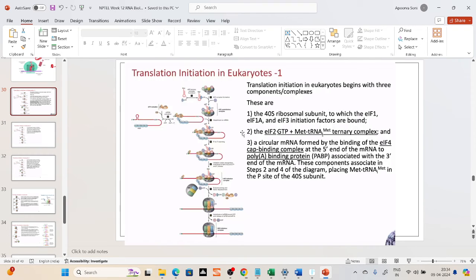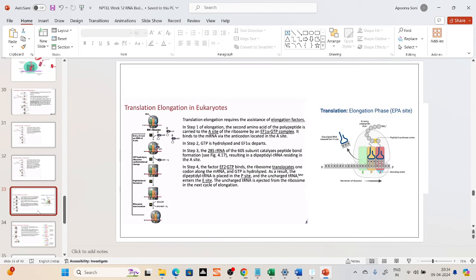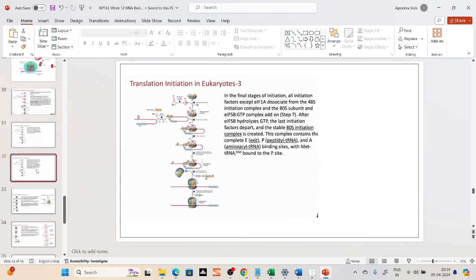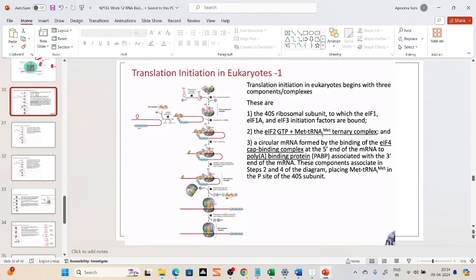Now, in eukaryotes, what happens? Actually, the diagram that sir has given is very small, but I had to take this diagram only. Anyways, what happens? The smaller subunit is bound to some factors such as eukaryotic EIF1, EIF3, EIF4.